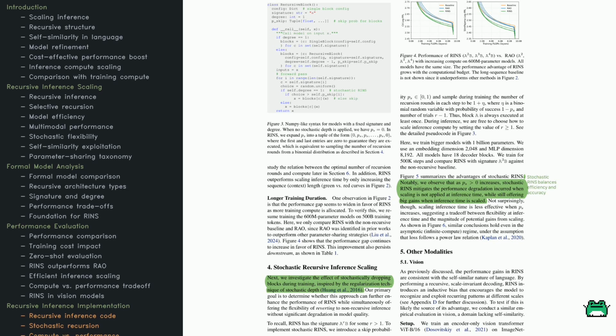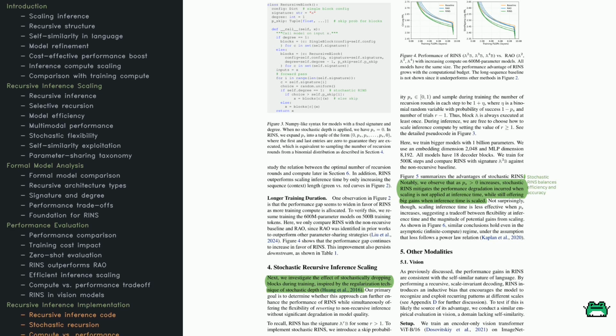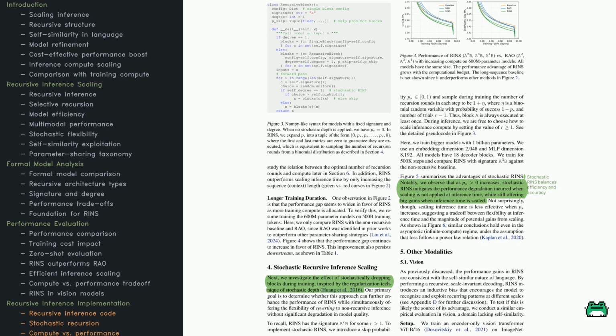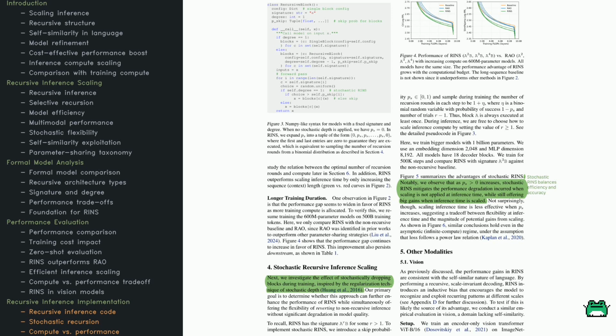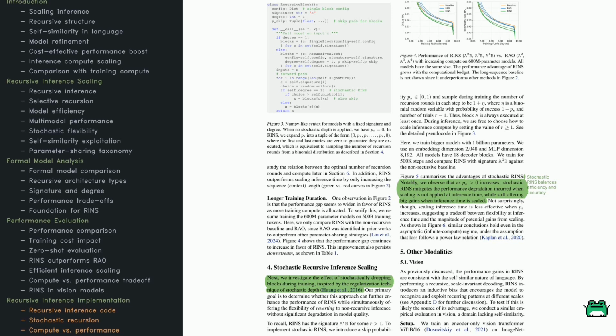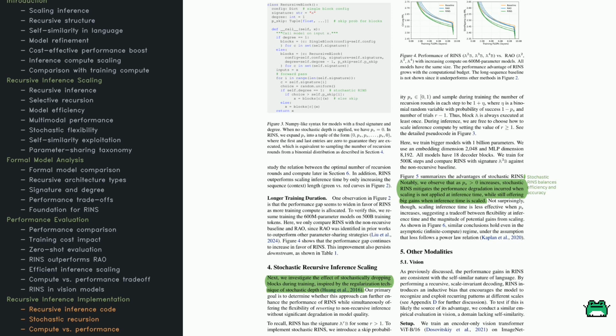They also introduce stochastic recursion here. That means, during training, the number of times you loop block A can vary. Sometimes you do it, sometimes you skip it. This randomness helps avoid overfitting and lets you flexibly decide how much extra compute you want to invest at inference time.